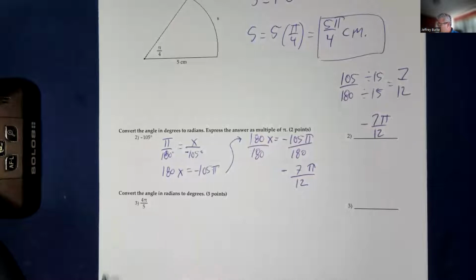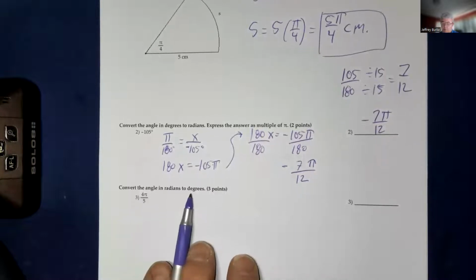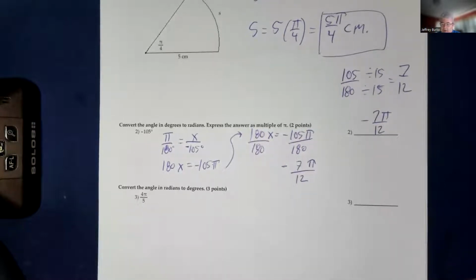Number 3, convert the angle in radians to degrees. By the way, I don't have all the point values on these yet, but I am going to be adding point values to these when it comes to actual test time. The more work, the more point values these are going to have.